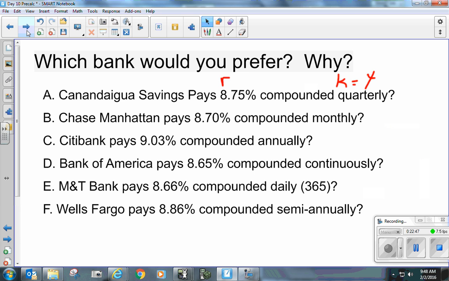All right? Same thing. Go through these and figure out A to F, what the yield is going to be, and then tell me where you put your money. Obviously, which one is your biggest yield? That's it.